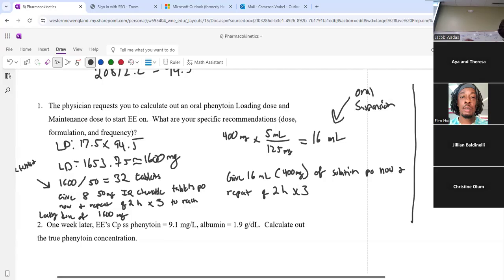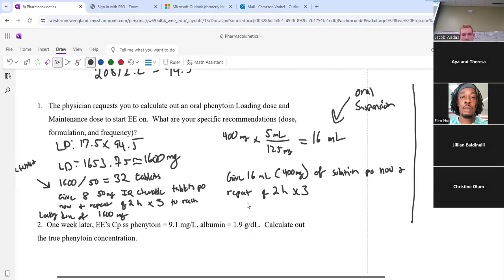I think he wants the amount of capsules each dose. Did you write that? Yeah, so give 8 50 milligram IR chewable tablets. Yeah, so if you write it like this, you'll be fine. So he wants to know the milliliters and the milligrams that you are getting.